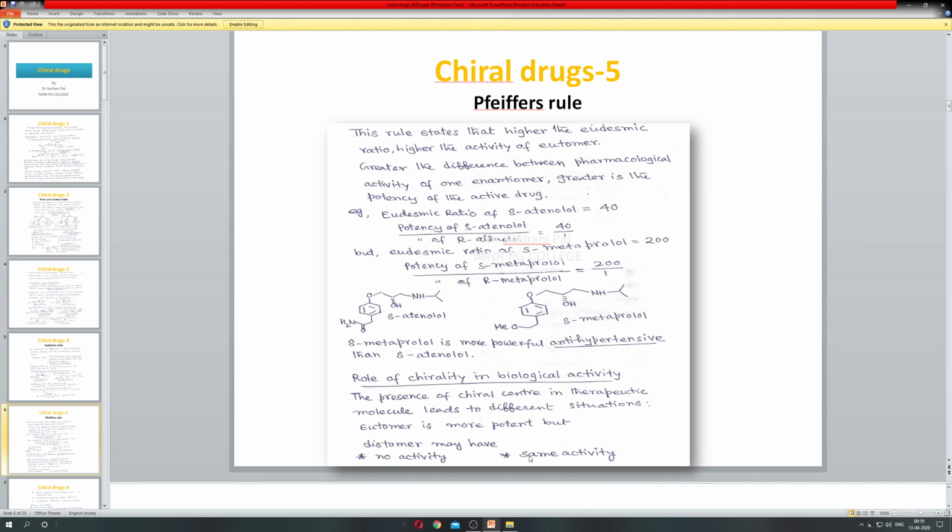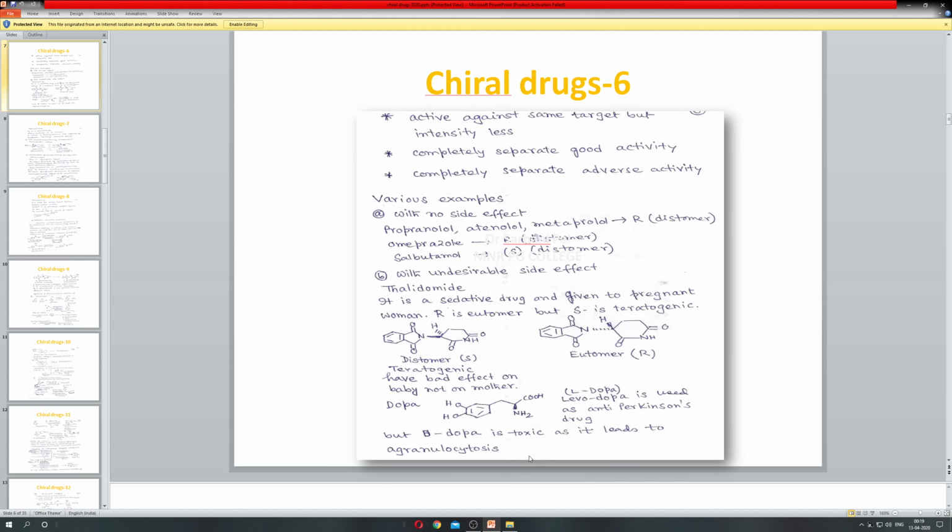Case number 2, it may have the same activity, meaning the distomer also will be active against the same disease. Case number 3, it is active but its activity is less. Next, the distomer may have a completely separate profile. It will show good activity against some other disease. And last but not least, it may have toxicity.